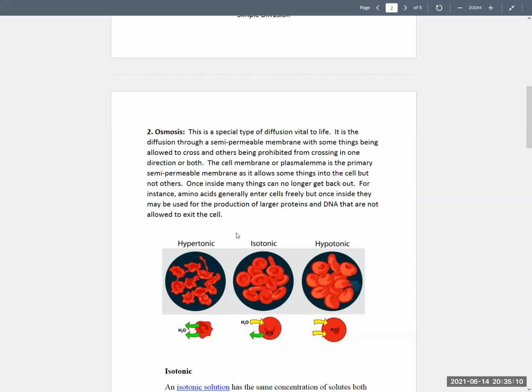Osmosis is the same as diffusion. It goes from a high area of concentration to a lower area of concentration, but it does so by crossing a membrane. And that membrane is said to be semi-permeable. Semi-permeable means some things get through, other things are excluded, cannot get through. The cell membrane is the ideal semi-permeable membrane.